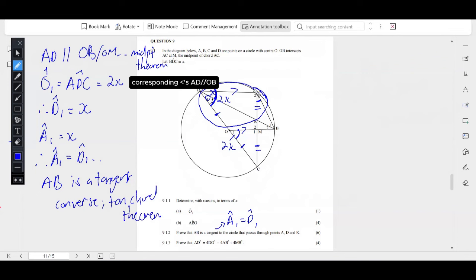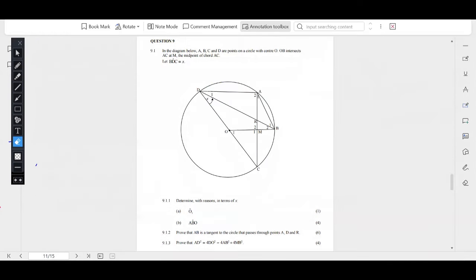An angle between the tangent and the chord is equal to the angle on the alternate segment. So again, just like that, you have 6 marks. Easy peasy. Then 9.1.3, for 4 marks, they say prove that AD squared is equal to 4DO squared minus 4AB squared plus 4MB squared. Now, this is the one I feel should have been 6 marks instead.